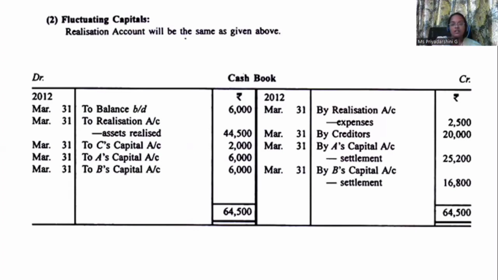Here, we started with the opening balance and we wrote the assets realized, and we accounted all the receipts we got from the partners. C is giving up 2,000, and A and B are giving 6,000 each for the realization loss, same as before. And on the right side, by realization expenses 2,500, by creditors 20,000, and A's settlement and B's settlement. So what's the difference we are facing here?